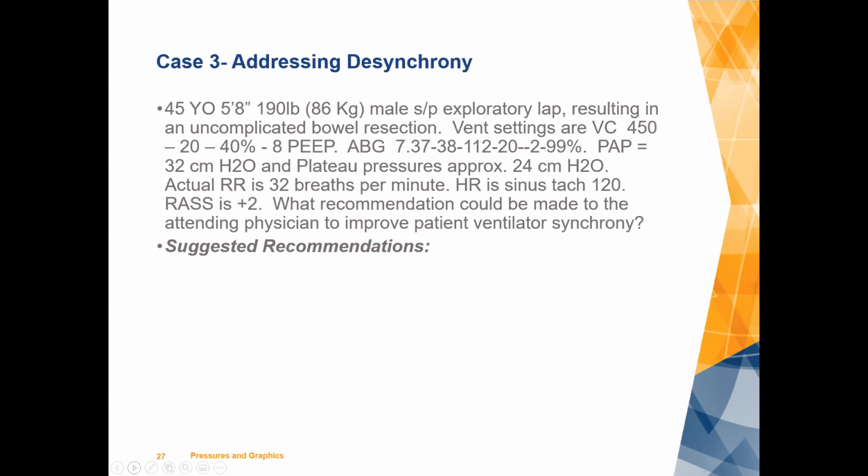So really what we're saying is we've set the patient at a rate of 20, but they're breathing at 32. So they're over-breathing it considerably, and the ABG is reflective of that over-breathing as well.